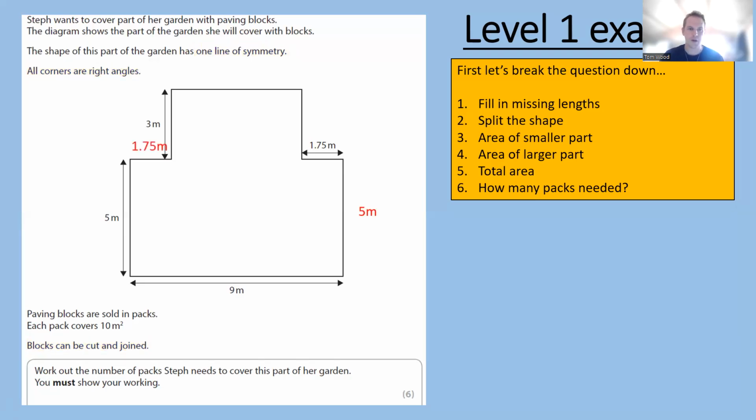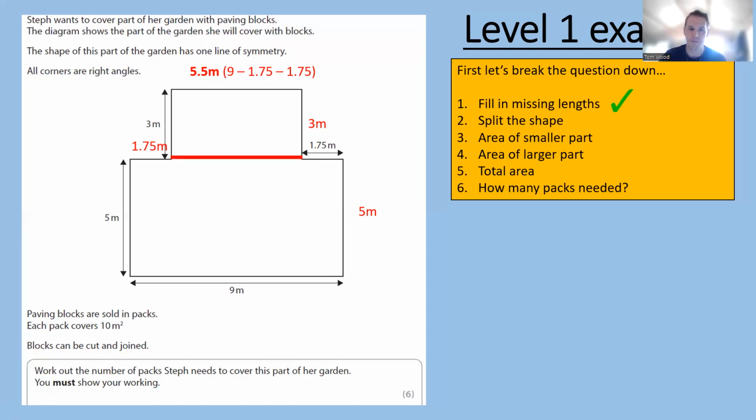Okay, so first of all, then we're going to fill in these missing lengths. So I know I've got 5 meters on the side here, 175 here, and then this top measure here is going to be the bottom length of 9, and I'm going to take away the 175 on this side, 175 there, and I get my 5.5 meters. So I've filled in my missing lengths.